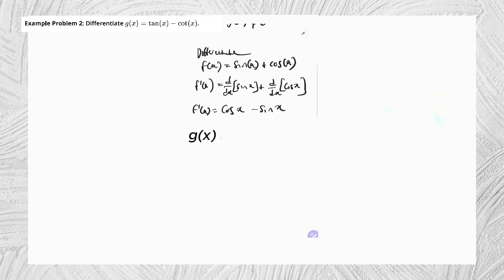Next, we are asked to differentiate g of x equals tan x minus cot x.